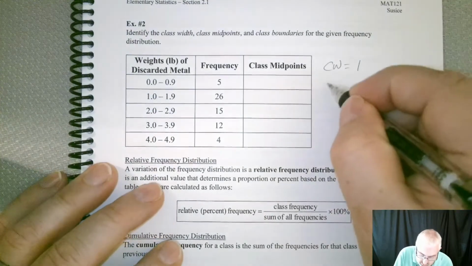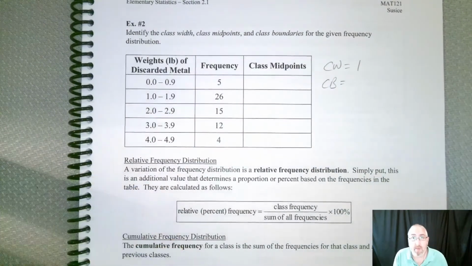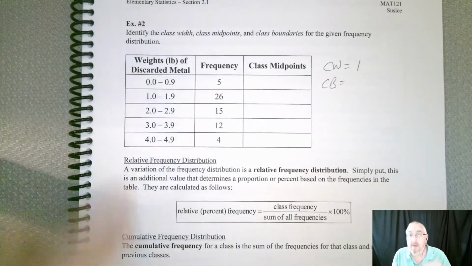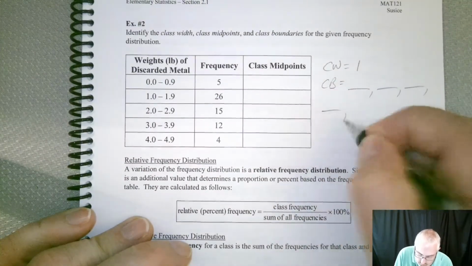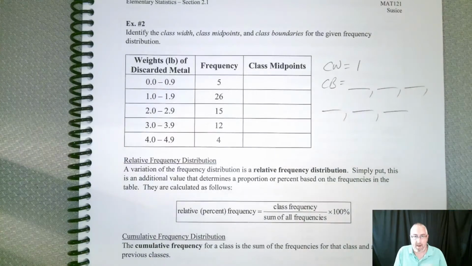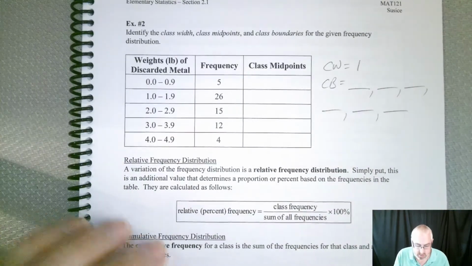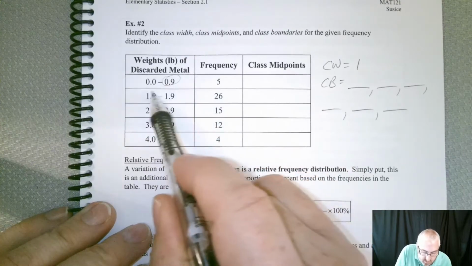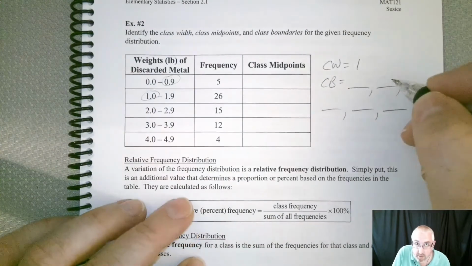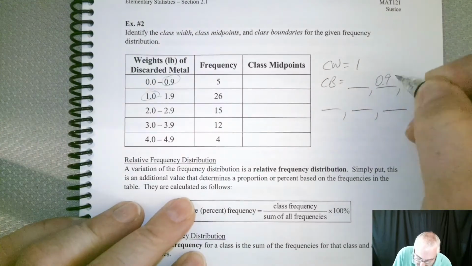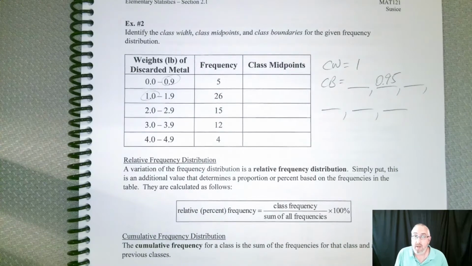All right, so let's get our class boundaries. How many of them should we have? Yep, you got it. 1, 2, 3, 4, 5, 6. All right. So let's get the second boundary first. Again, we're looking at the end of the first, the start of the second. What's the halfway point of those two? Yep. If you use your calculator, you get 0.95. 0.95 should be your second class boundary.